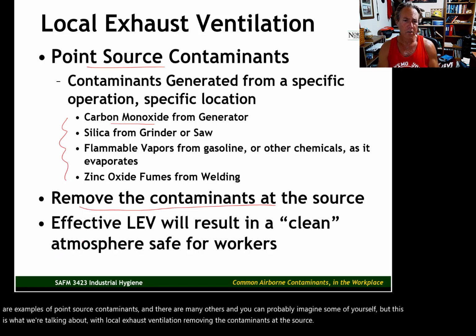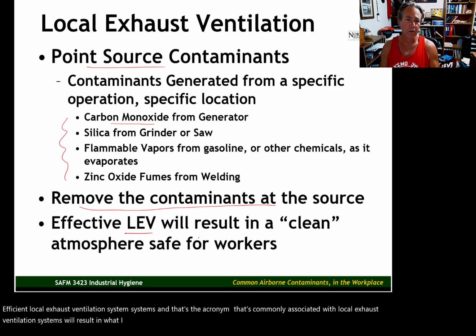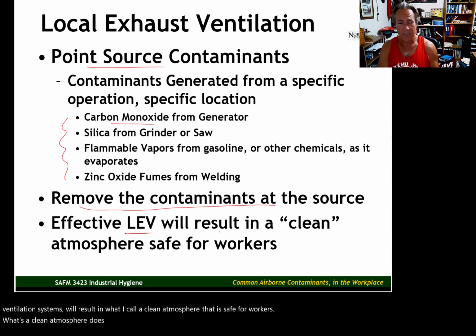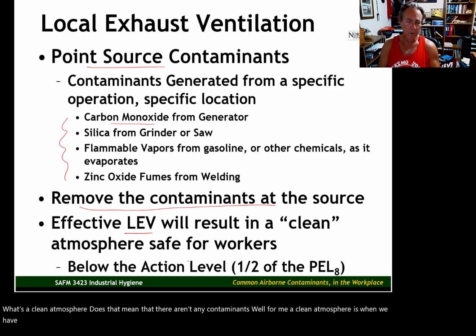Efficient local exhaust ventilation systems, and that's the acronym LEV that's commonly associated with local exhaust ventilation systems, will result in what I call a clean atmosphere that is safe for workers. What's a clean atmosphere? Does that mean there aren't any contaminants? Well, for me, a clean atmosphere is when we have our focus contaminants, the toxins, below the action level. And normally that action level is going to be 1/2 of the PEL.